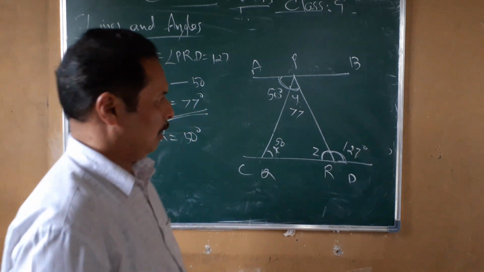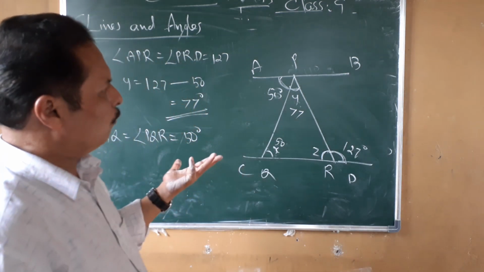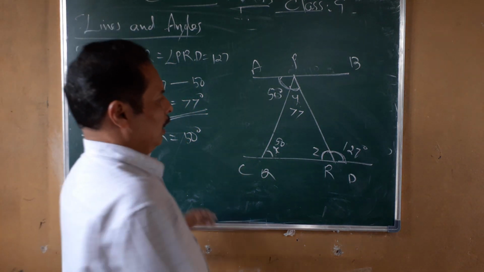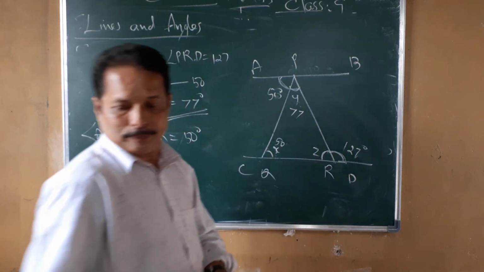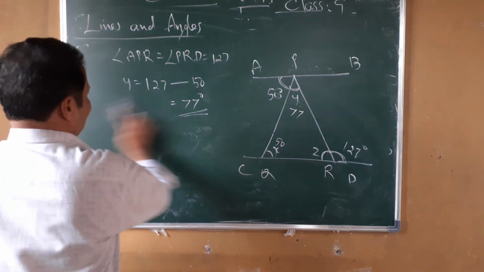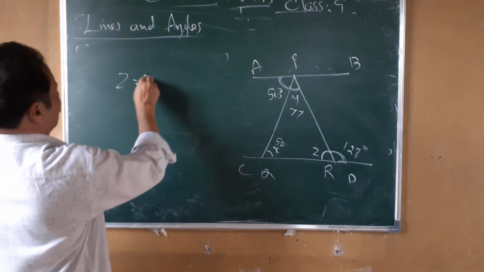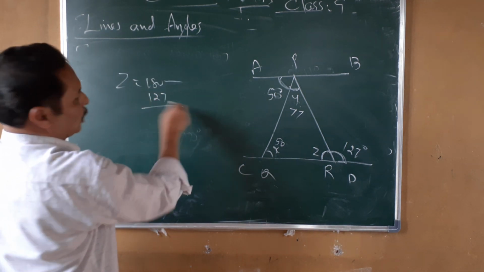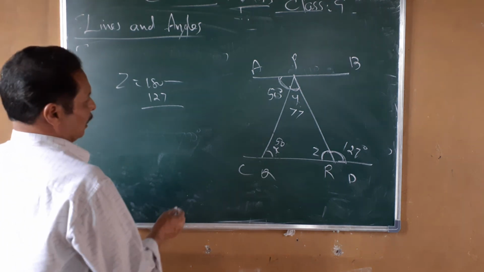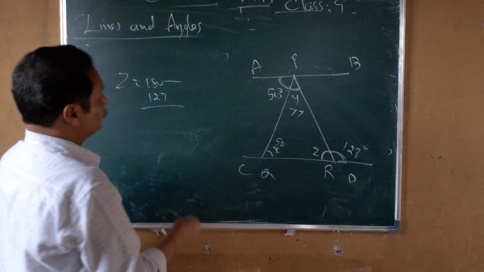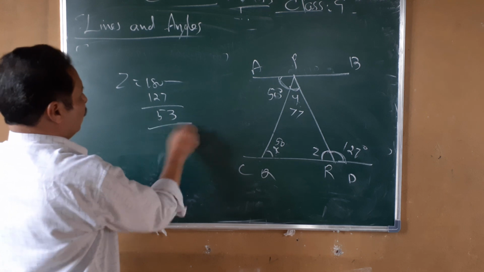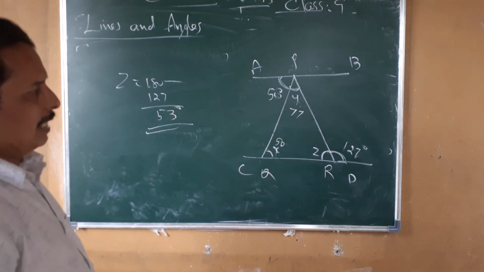And this one, how can we find? There are two ways. Can you say that? These two angles are supplementary, otherwise they are a linear pair. So, Z is equal to 180 minus 127. Is it clear? You see the figure? 53 degrees. That's the final answer.